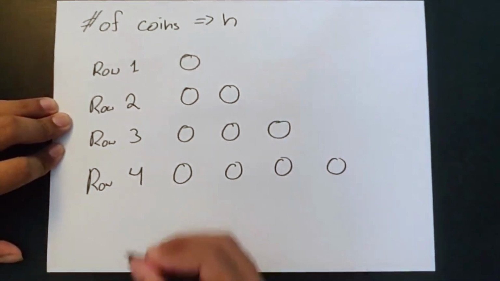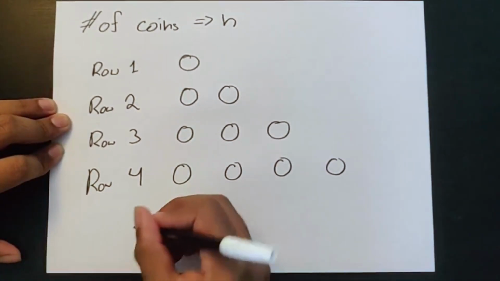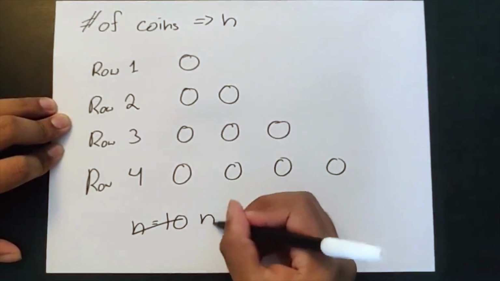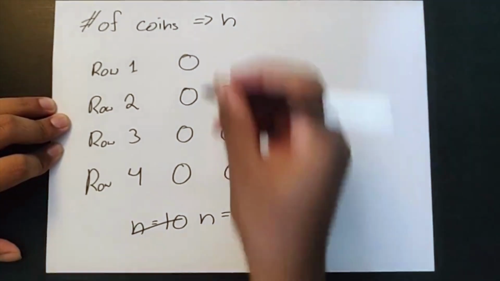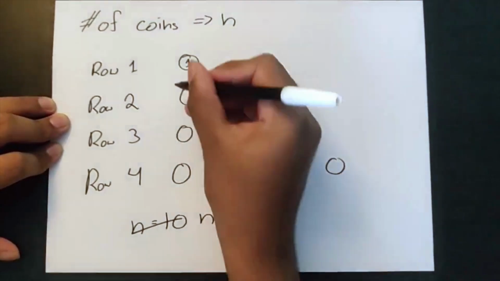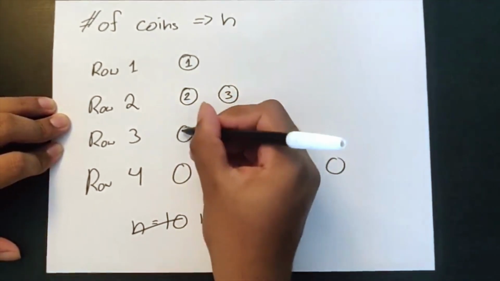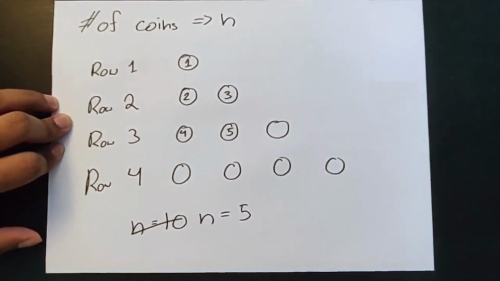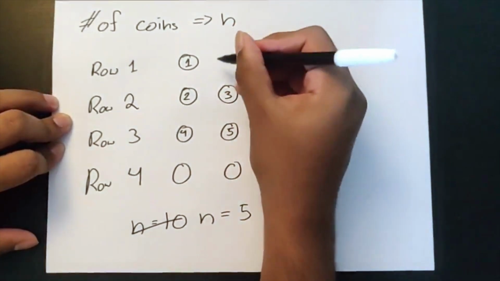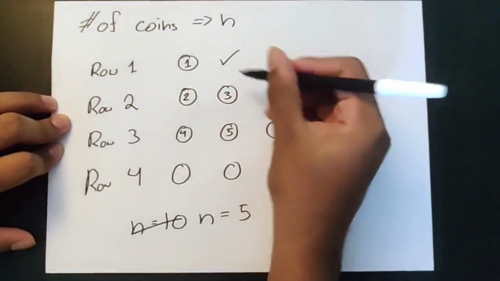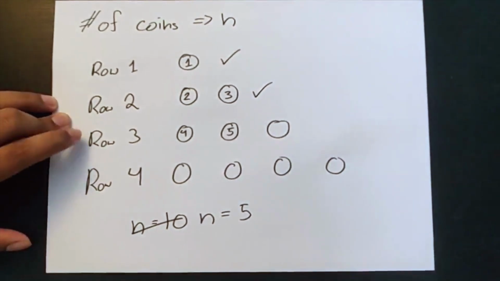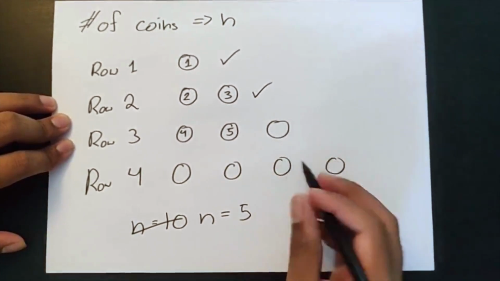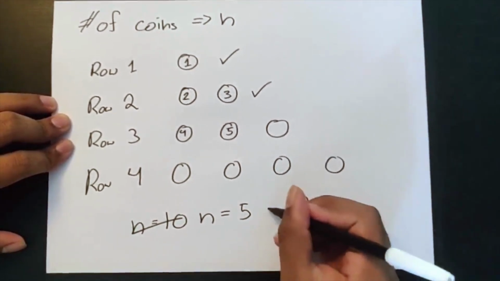So now, for example, let's say we're given 10 coins. So let's say n is equal to 10. Or actually, instead, let's just say n is equal to 5. So when n is equal to 5, the first coin is going to go over here, then the second coin, third coin, fourth coin, and fifth coin. Now we need to see how many rows are fully formed. Row 1 is fully formed, so that's 1 row. Row 2 is also fully formed. But row 3 isn't fully formed as we have 1 blank space. So the answer for n equals 5 is going to be 2.